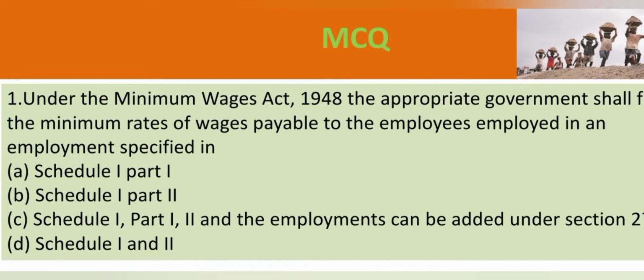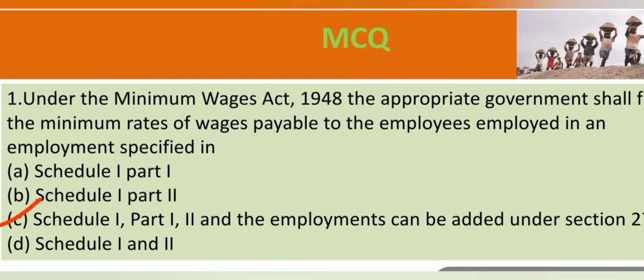Question number 1. Under the Minimum Wages Act 1948, the appropriate government shall fix the minimum rate of wages payable to the employee employed in an employment specified in. In this Minimum Wages Act there is one schedule and it has part 1 and part 2, and the employments mentioned under section 27 can be added by the appropriate government. So the correct option for question number 1 is option C. Schedule 1, part 1 and part 2, under employment can be added under section 27.